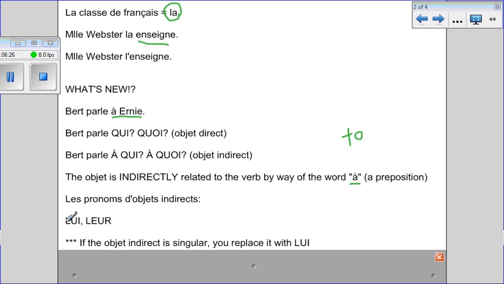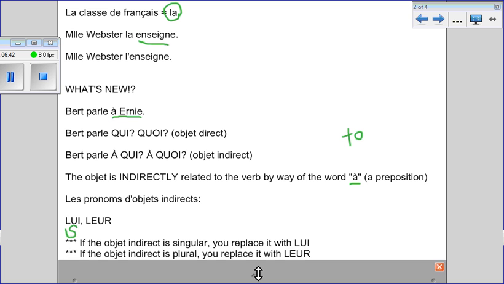If the objet indirect is singular, you replace it with lui. Alright, so let's do this. Singular. I'm sure you can guess what's coming next. If the objet indirect is plural, you replace it with leur. Plural. There we go.